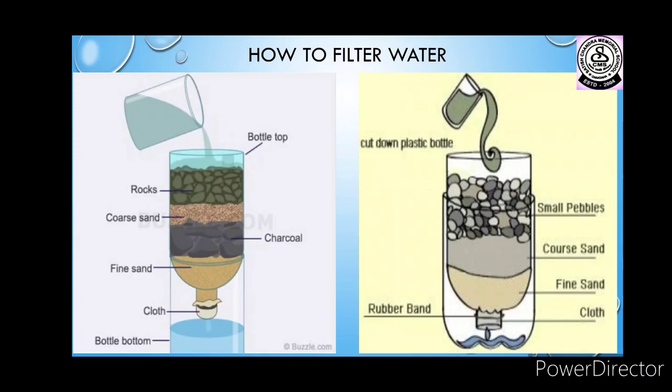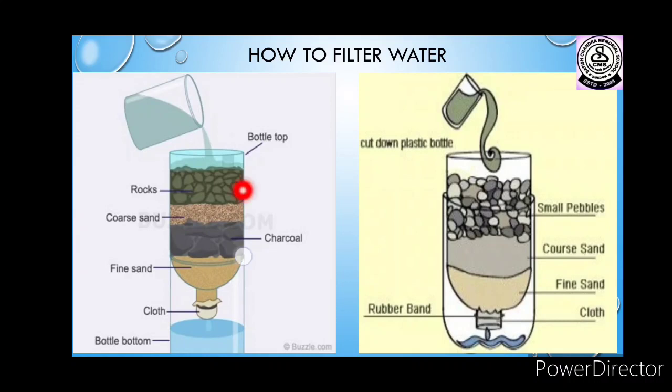I hope you have enjoyed the video and the experience you have got from it. Now there are two diagrams given. You can draw any of the diagrams in your copy. This is another way you can clean or purify water.